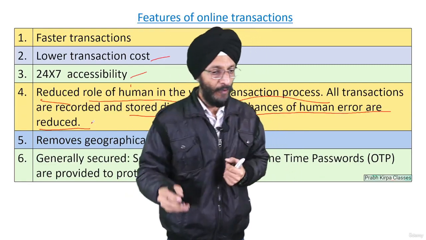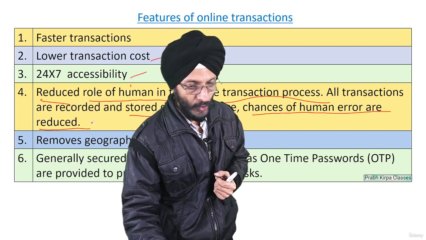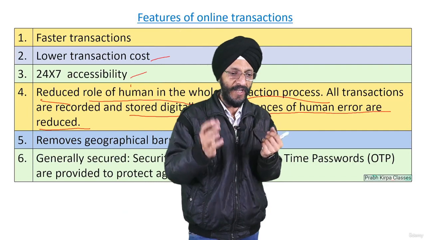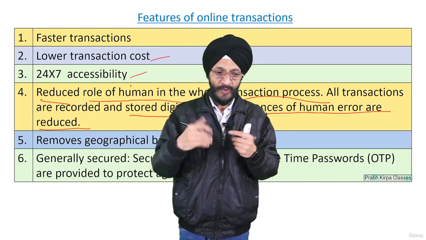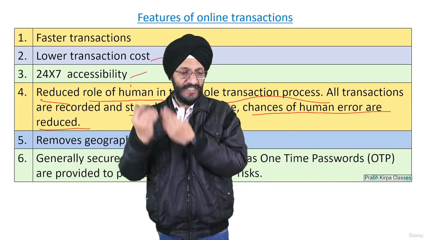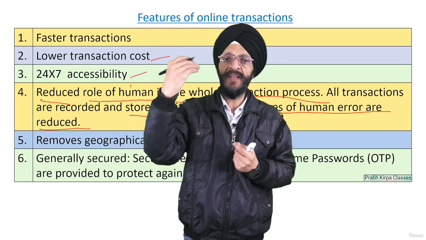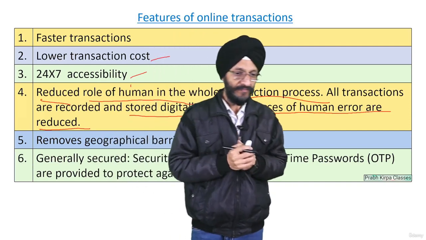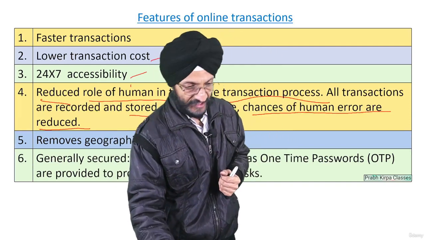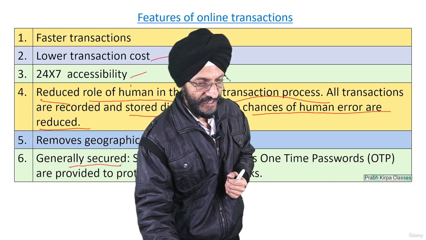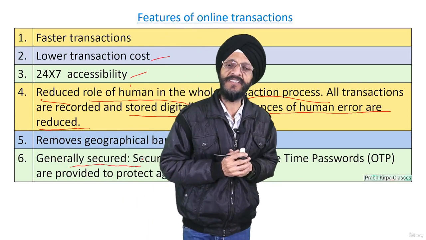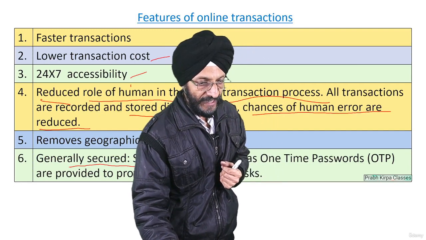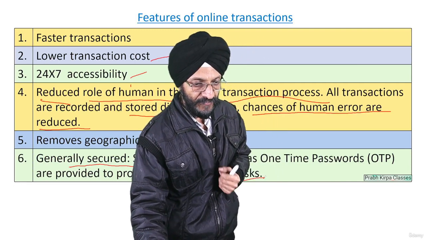Now, the next feature of online transaction is that it removes geographical barriers. You can make the payment or receive payment online. The other person who is sending or receiving payment may be living in another city or in another state or in some other country. Next feature of online transaction is that it is generally secured. Security features such as one-time password are provided to protect against security risks.